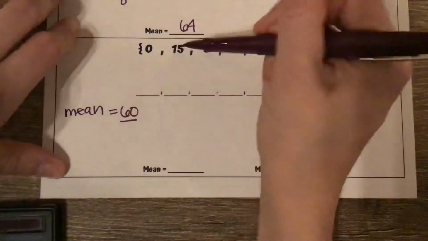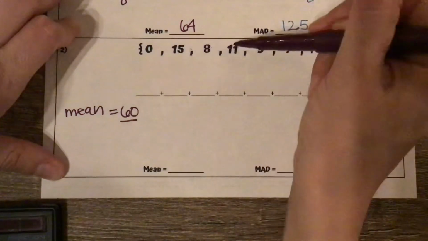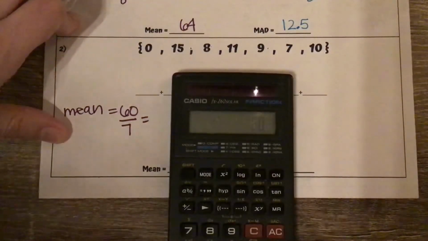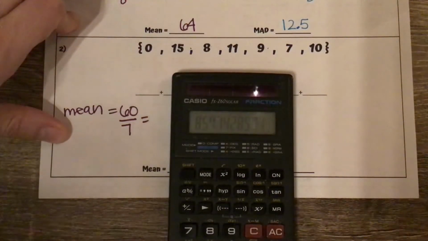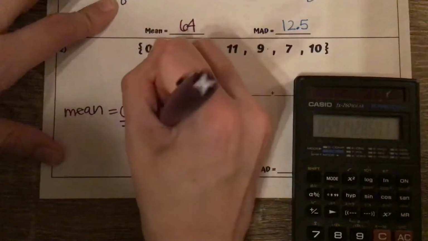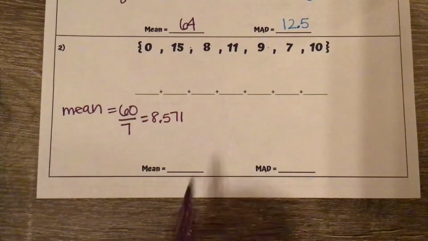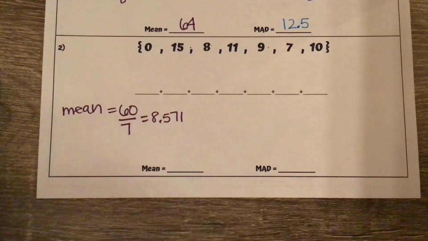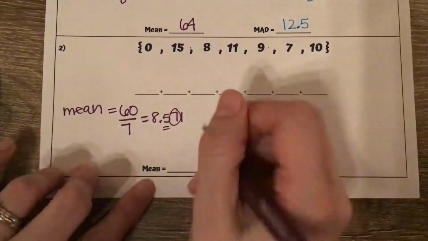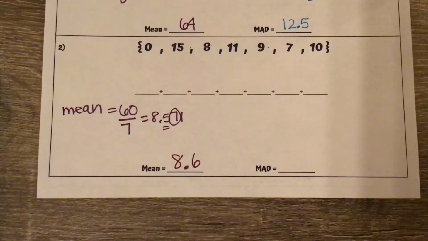Divided by, there's 1, 2, 3, 4, 5, 6, 7. Let me just double check. 1, 2, 3, 4, 5, 6, 7. When I divide 60 by 7, I get a really long decimal, so I get about 8.571. I'm going to stop it right there. You're going to drive yourself insane if you use all of these decimal values, so we're going to round. The 7 tells me to round my 5 up to a 6, so I'm rounding this to 8.6.